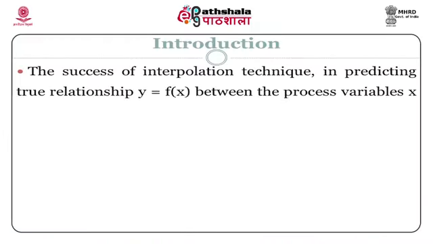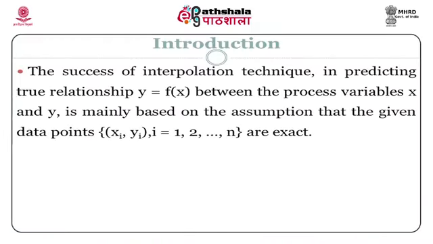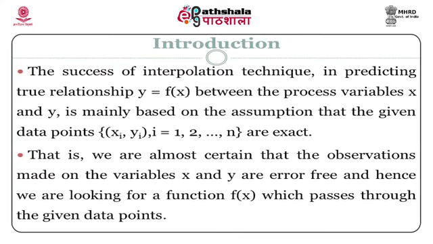The success of the interpolation technique in predicting the true relationship y equal to f(x) between the process variables x and y is mainly based on the assumption that the given data points (xi, yi), i equal to 1 up to n, are exact. We are almost certain that the observations made on the variables x and y are error free, and hence we are looking for a function f(x) which passes through the given data points and predicts a relationship between x and y.